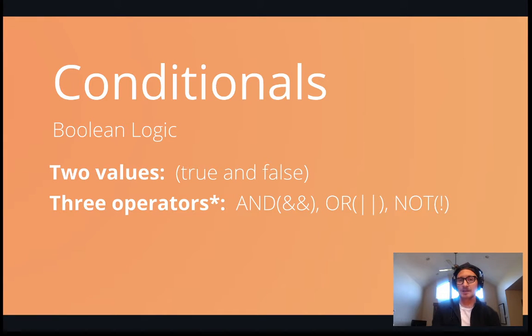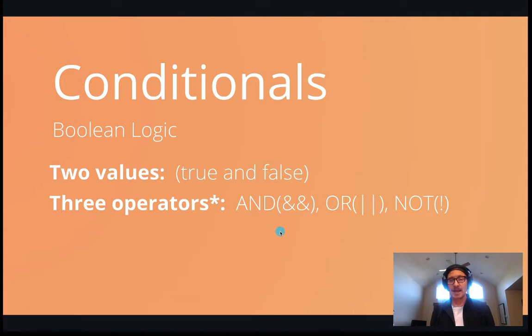So when we're talking about conditionals, we're really talking about Boolean logic, and it's very simple, but also can get very complicated when trying to do stuff with it. But really, Boolean logic has two values. It's true and false. And then we have three operators. I mean, there are technically more, but these are the ones we're going to use like 99.9% of the time.